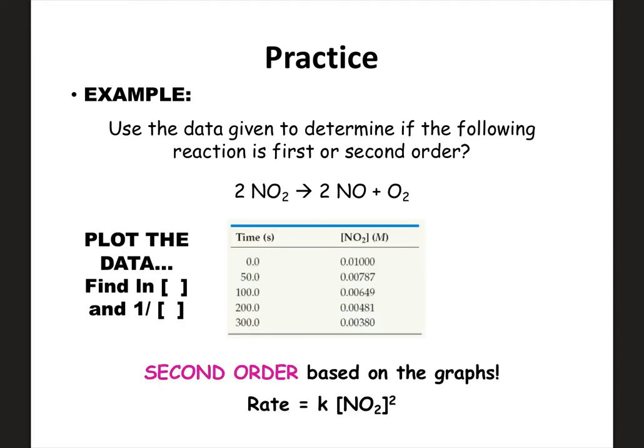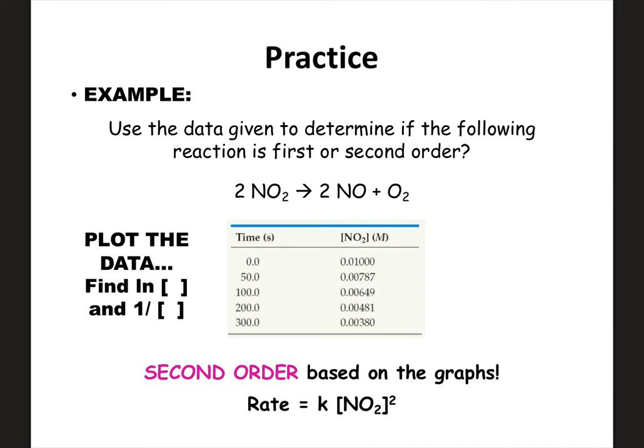and sig figs. I just want you to see this example real quick so you would know how to go about solving it. This one says, use the data given to determine if the following reaction is first or second order. And they gave you the reaction, they gave you time, they gave you concentration data here at those times. So the quickest way to do this was you would just have to plot the graphs, all right? You already know that it's not going to be zero order because they're not asking that.